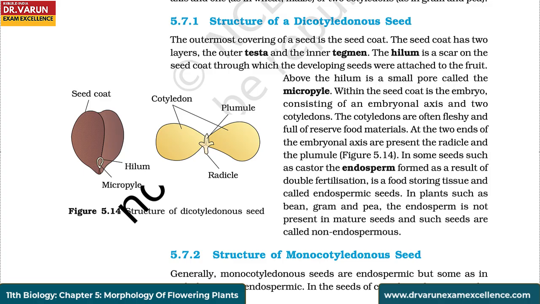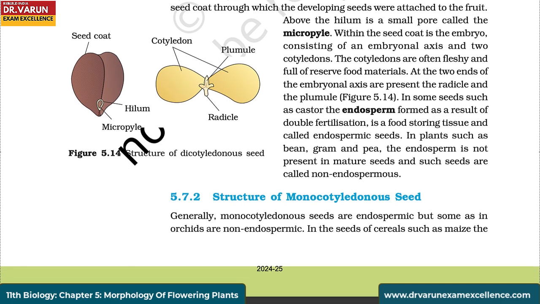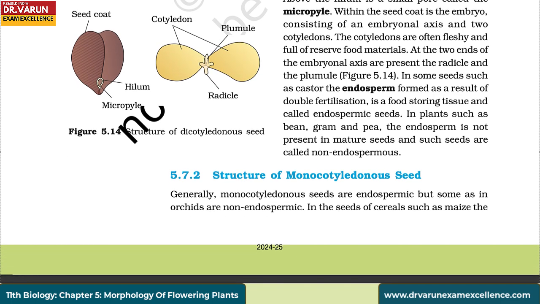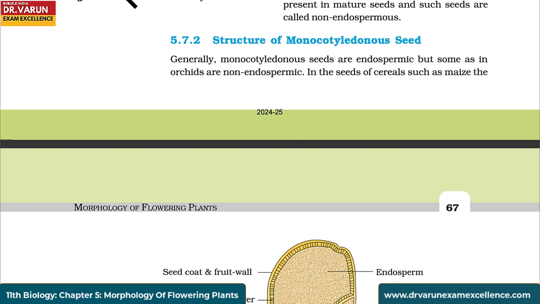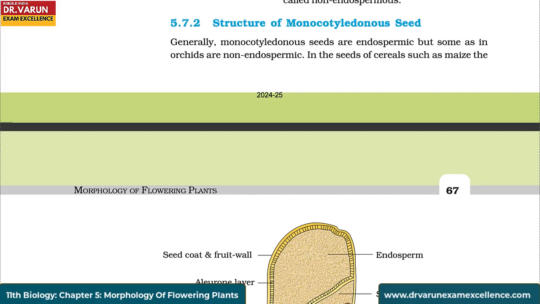In some seeds, such as castor, the endosperm formed as a result of double fertilization is a food storing tissue and called endospermic seeds. In plants such as bean, gram and pea, the endosperm is not present in mature seeds and such seeds are called non-endospermous. Structure of monocotyledonous seed. Generally, monocotyledonous seeds are endospermic, but some, as in orchids, are non-endospermic.